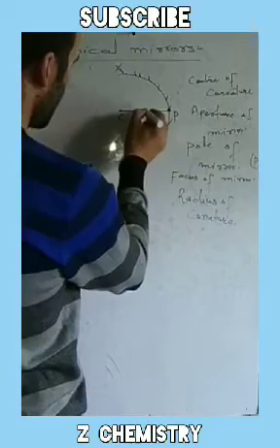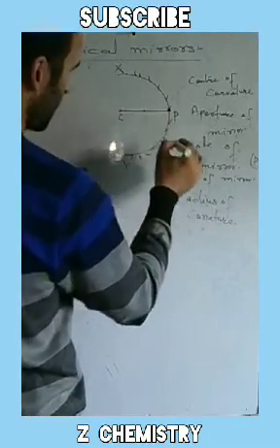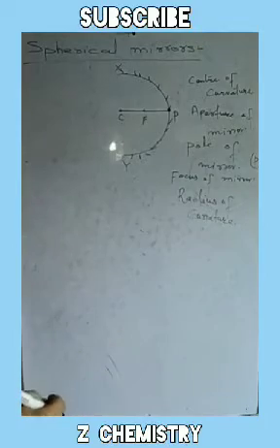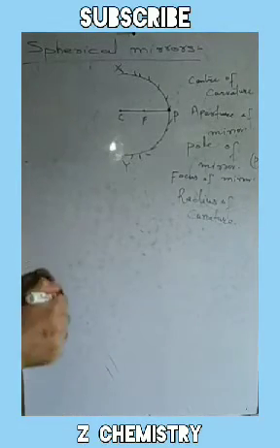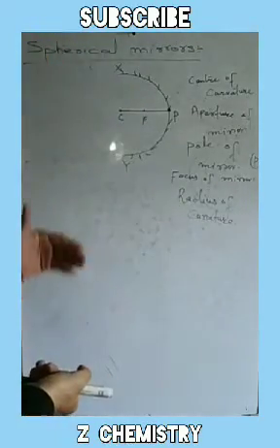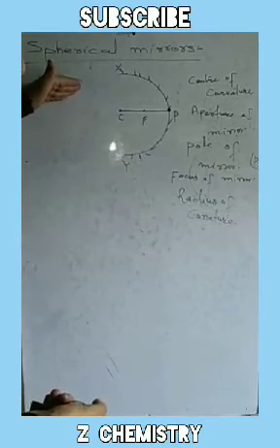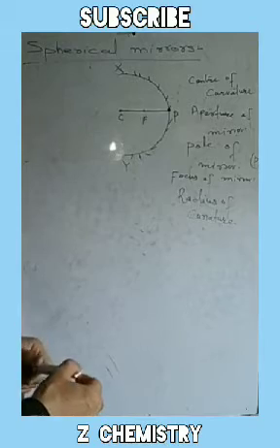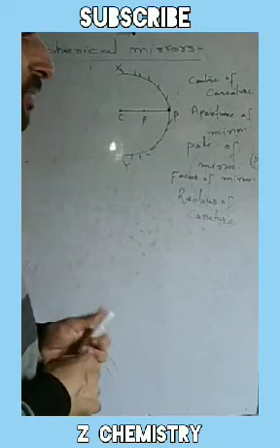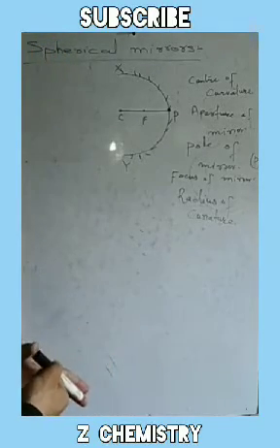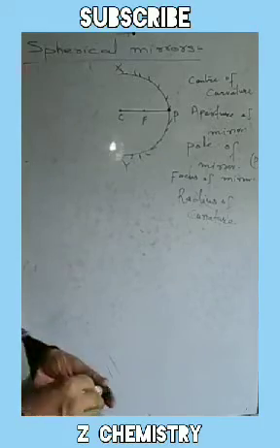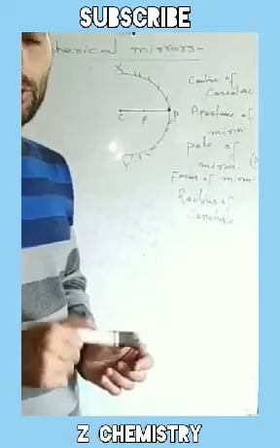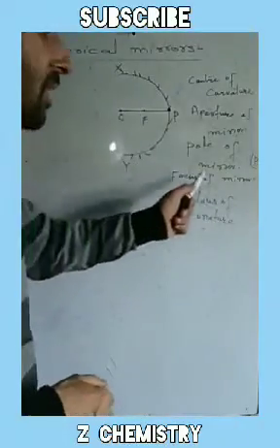And the midpoint between the center of curvature and pole of mirror is called the focus of the mirror, as I was saying already. If a ray of light propagates parallel to the axis, after reflection, it passes through a point, and that point is usually called the focus of the mirror.